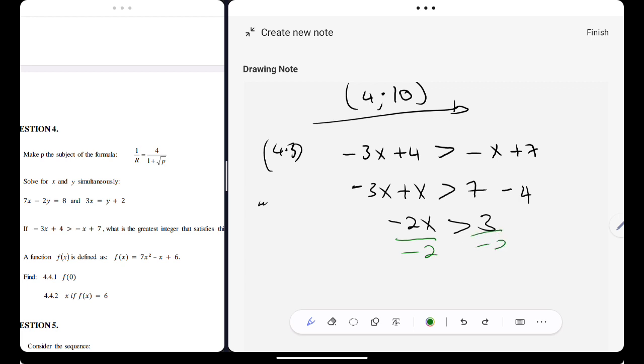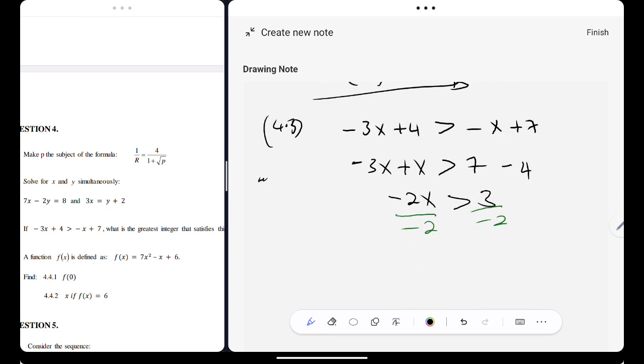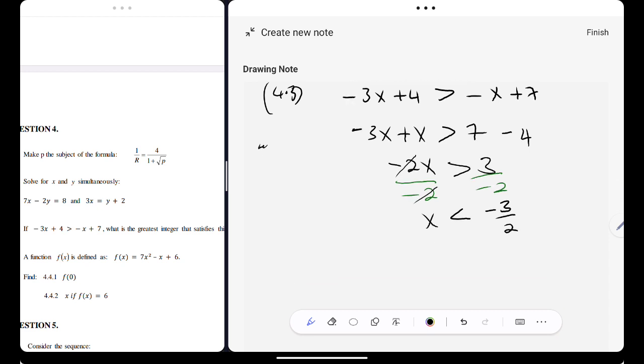Dividing both sides by negative 2. Please note, whenever I divide by a negative number, the sign of the inequality will change. This will cancel this. I'll have x. The sign is changing to less than negative 3 over 2. What is the first integer value that is less than negative 1.5?